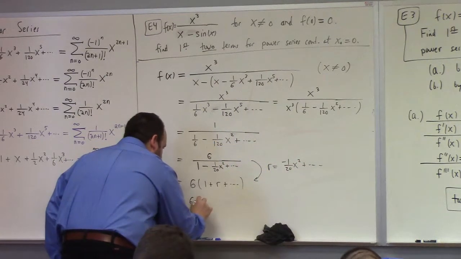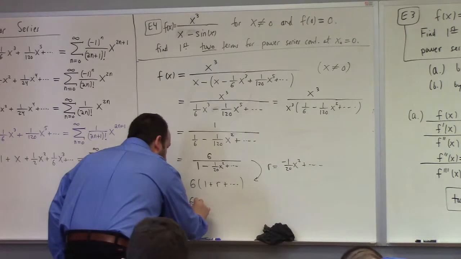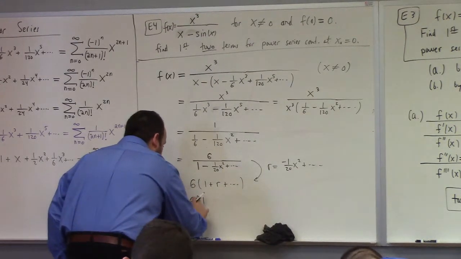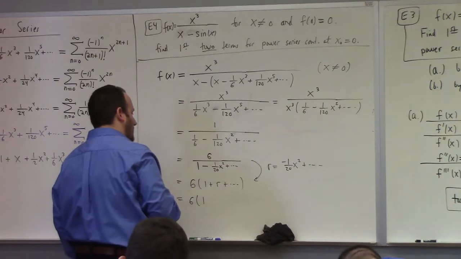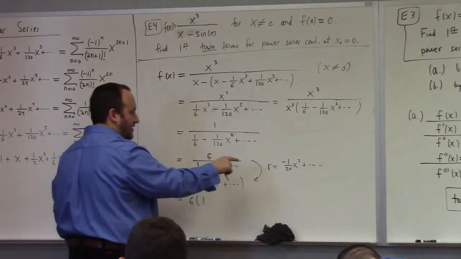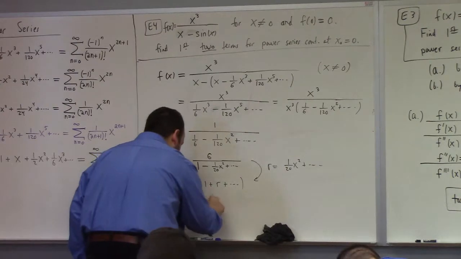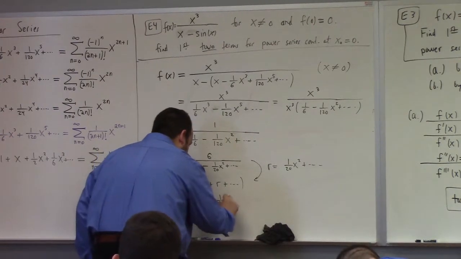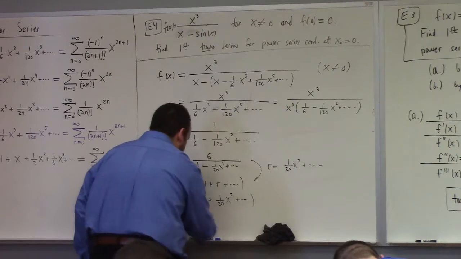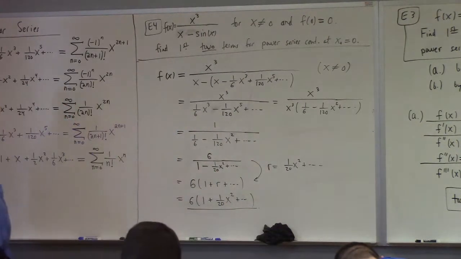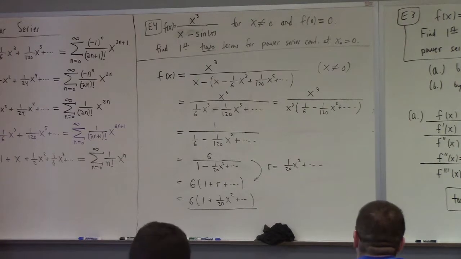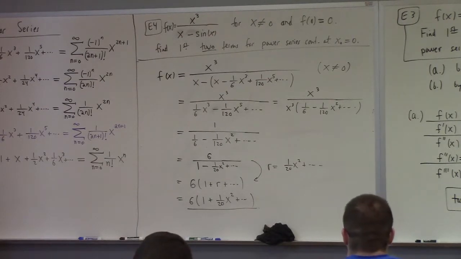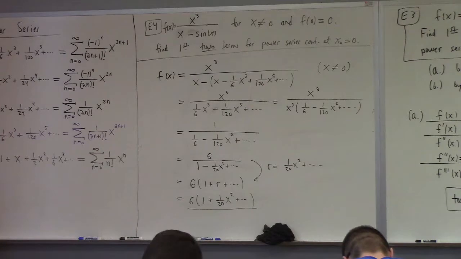There you go. 6 times 1. Oh, no, there's no minus in the R, right? 1 plus 1 over 120, 1/20th x squared. There you go. Of course, you could do long division and also find the same thing, that the first two terms are 6 plus 6/20th x squared plus dot, dot, dot. If you would do the long division, you should find the same result.